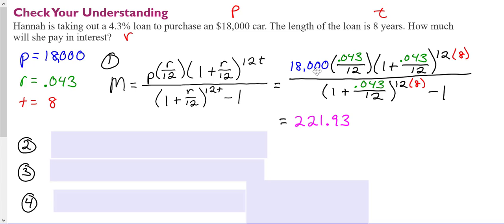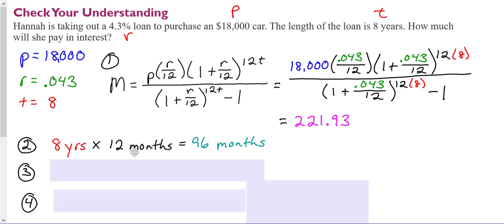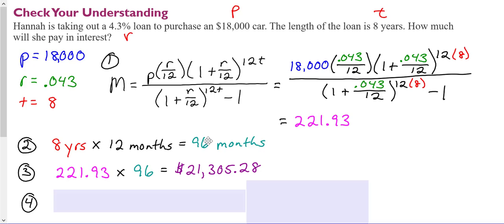Now to figure out how much we paid in all, once again, we need to figure out how many payments we actually made on the car. That would be 8 years times 12 months in each year, so we made payments for 96 months. Now we need to figure out the total amount we actually paid. We take our monthly payment times our number of months, and we actually paid $21,305.28 on the car.